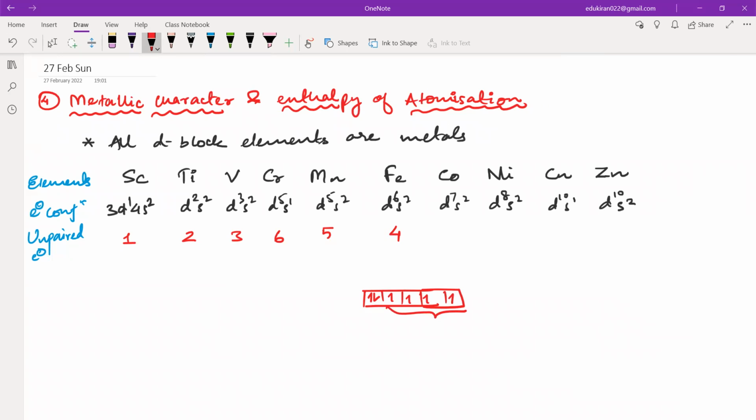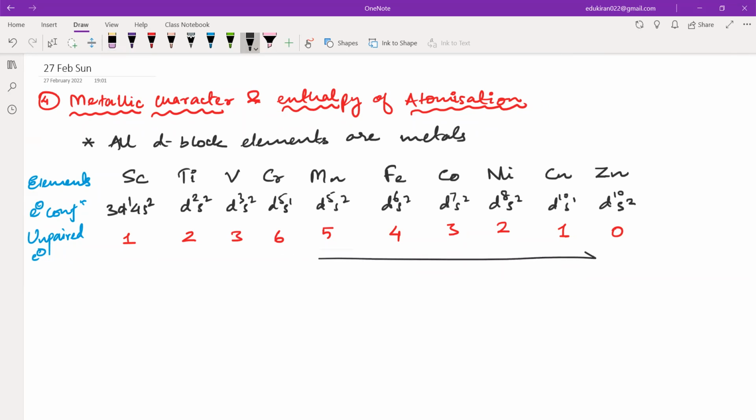In cobalt, we will have 3. Nickel will have 2. In copper, we have the d10, which is completely paired, and s1, so we have 1 unpaired electron. And in zinc, we have 0 unpaired electrons. Now you can see that most of the unpaired electrons are in chromium and manganese.